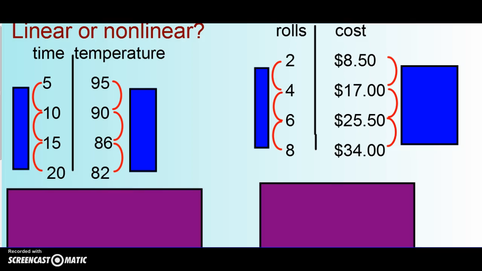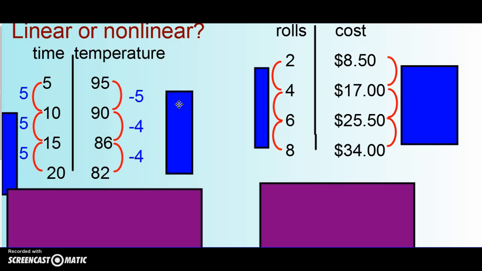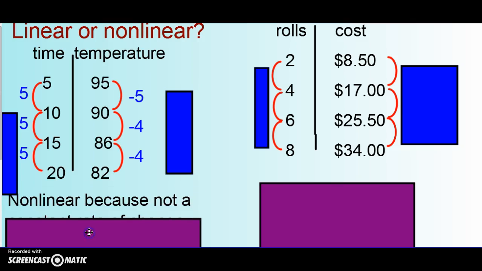All right, linear or nonlinear? Here the temperature is recorded every 5 minutes. The first time it went down 5 degrees, next it went down 4 degrees, and the third time it went down 4 degrees. And I know you already realize that's not linear because it's not a constant rate of change.